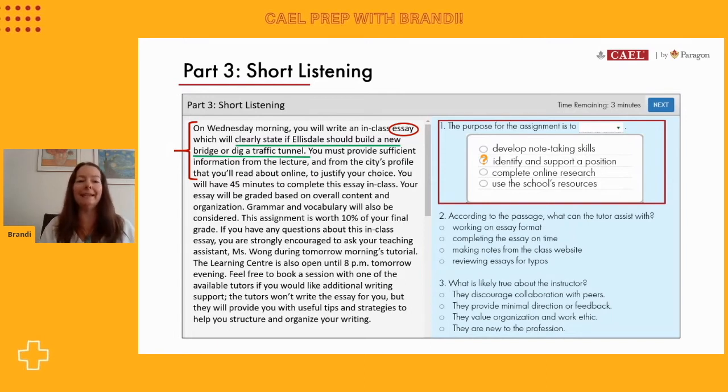So if we have to state which structure is going to be best for Ellisdale, that's the same as identifying the position. So you see, we've already matched the first half of answer choice B based on what we're learning in the lecture. The professor continued with that last detail that we needed to hear. The professor says to us, you're going to justify your choice. So to justify your choice is the same thing as supporting that position. So answer choice B is definitely correct. We can confidently select it and then move on.